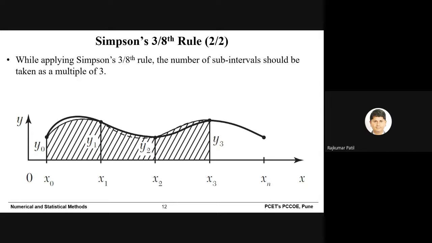Again, one interesting thing about Simpson's 3/8 rule is that here we are considering 3 regions, and that's why you need to divide the number of intervals, which is a multiple of 3. So this is an important parameter you need to understand.